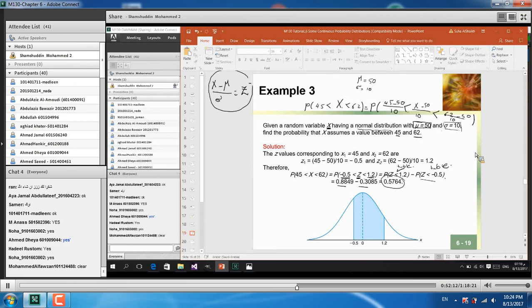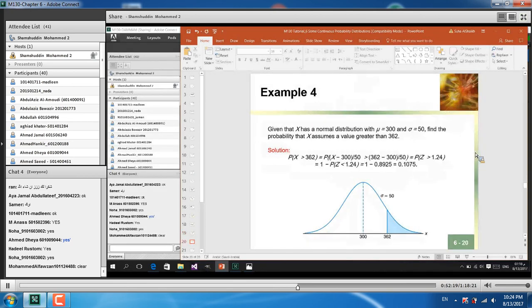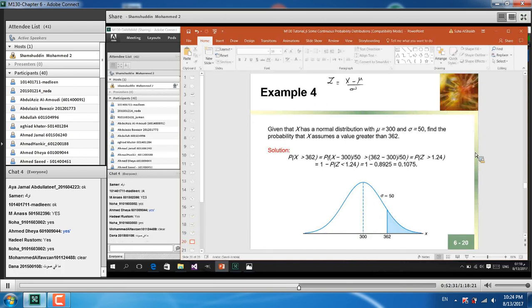Now again, this is an example of things that could come in the exam. Here is one more example. We have x as a normal distribution. It is x, it's not z. So we need to change this to z equal to x minus mu over sigma. What's my mu? It's 300. What's my sigma? It's 50.